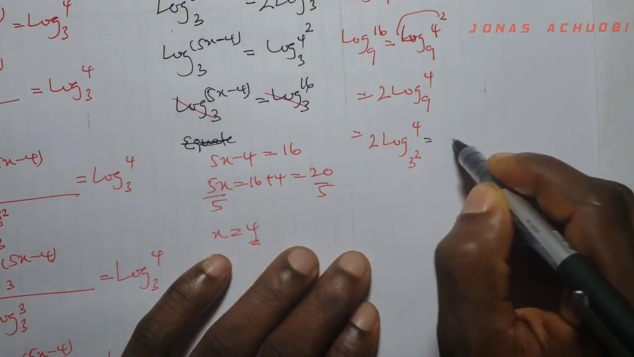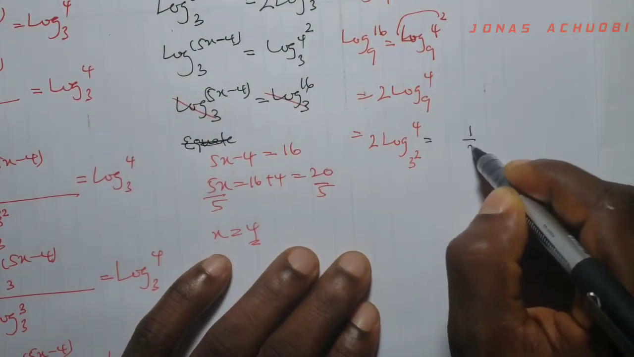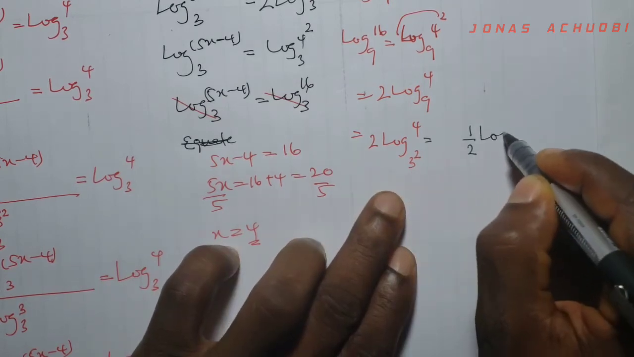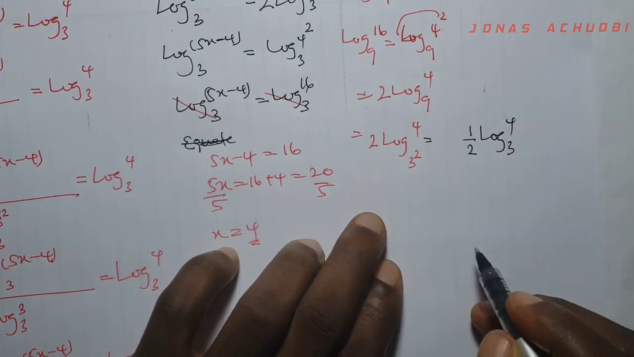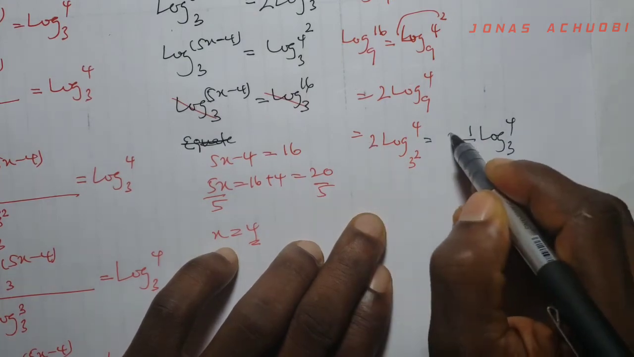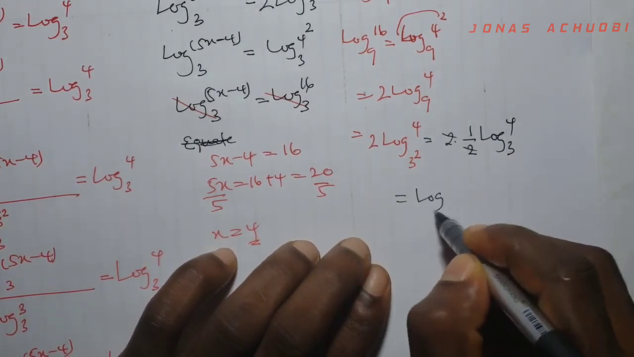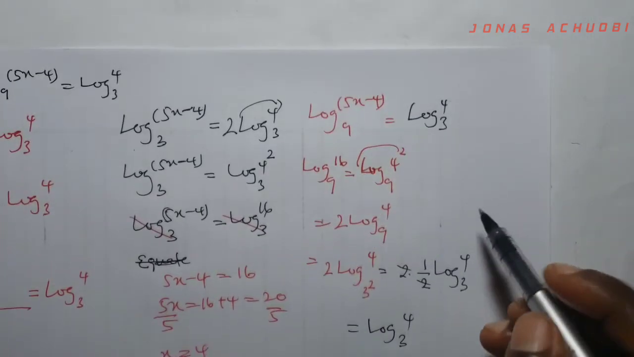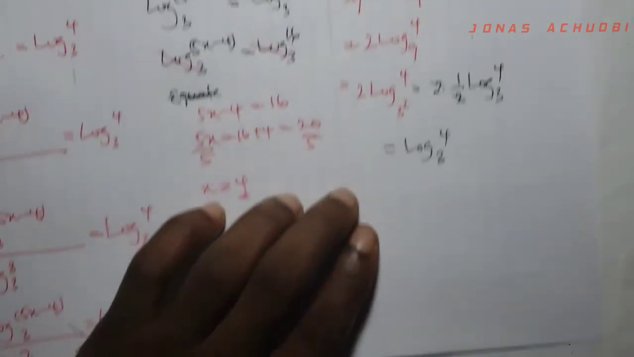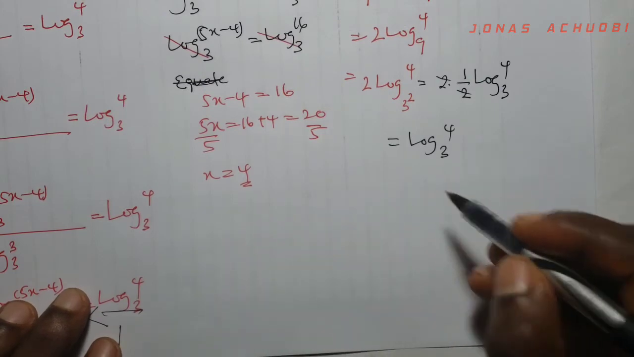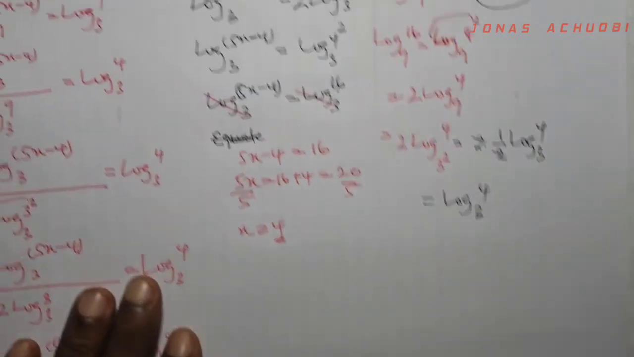I can write this as, I can take 1 over 2 out, and then what is left there is log 4 in base 3. There's a 2 out here, so the 2 is still there. So that 2 cancels 2, and what I have left is log 4 in base 3, which is what I'm looking for. That tells us that x equal to 4 is indeed the true solution.